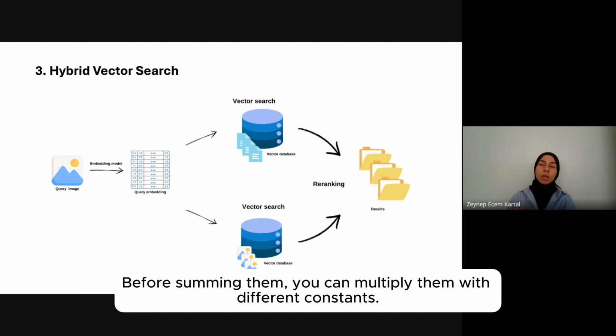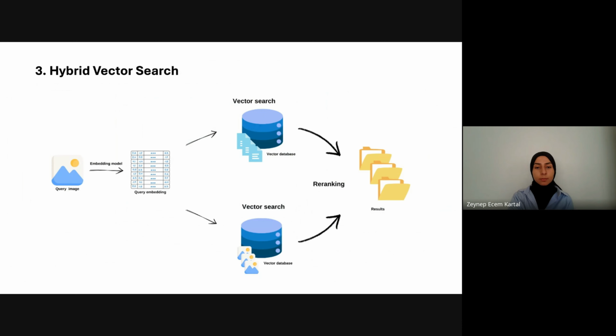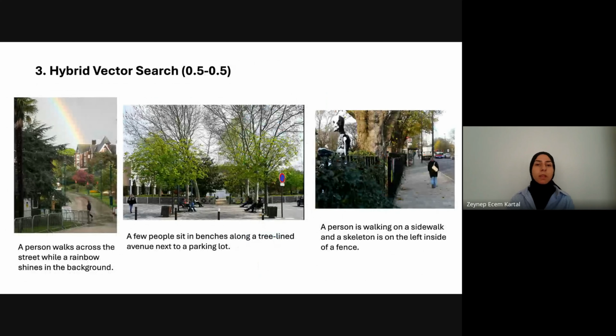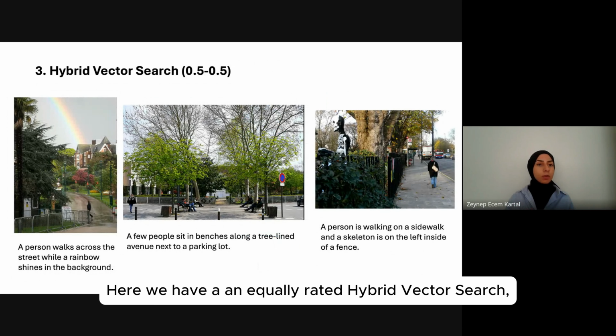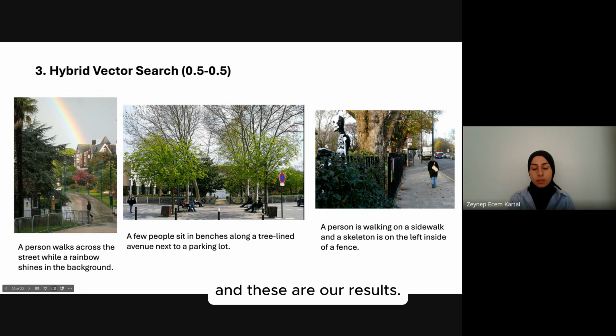Before summing them, you can multiply them with different constants so you can arrange the importance of your text or image search. Here we have an equally weighted hybrid vector search, and these are our results.